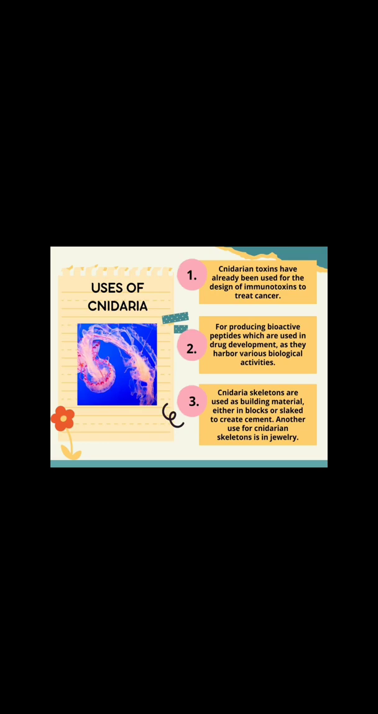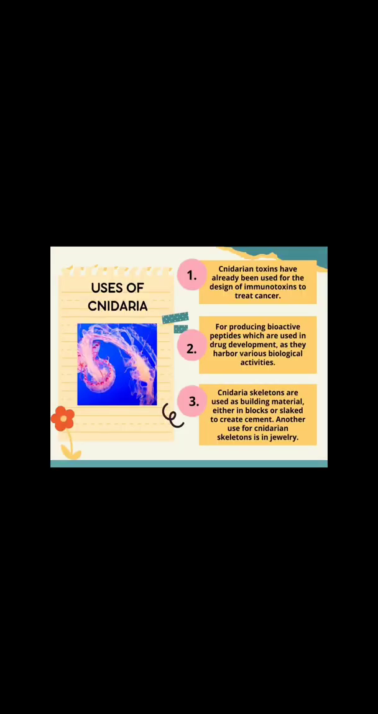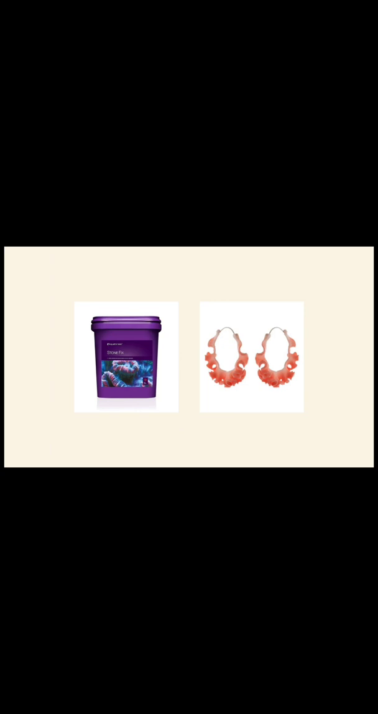Okay, next, use of Cnidaria. First, Cnidarian toxins have already been used for the design of immunotoxins to treat cancer. Second, Cnidarians are well renowned for producing bioactive peptides which are used in drug development as they have various biological activities: anti-cancer, anti-inflammatory, immunomodulatory, radical scavenging, and anti-parasitic activities. And third, Cnidarian skeletons are used as building material, either in blocks or slags to create cement. Another use for Cnidarian skeleton is in jewelry.